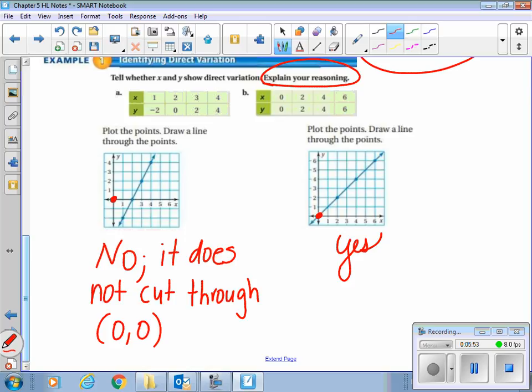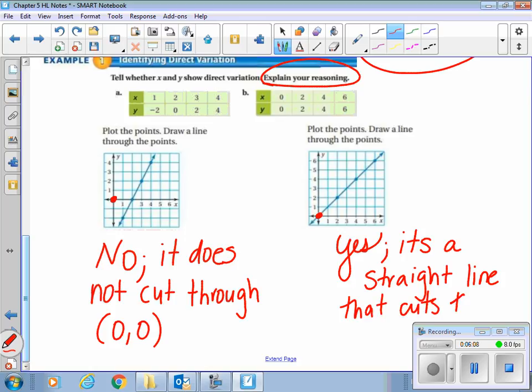And my reasoning would be it's a straight line. And also, it cuts through the origin. All right, so it follows the definition of direct variation. It also follows the definition of a proportional relationship. So that's why they call it constant of proportionality. All right, so you can see the difference between part A not being direct variation and part B being direct variation because it is a straight line that cuts through the origin.